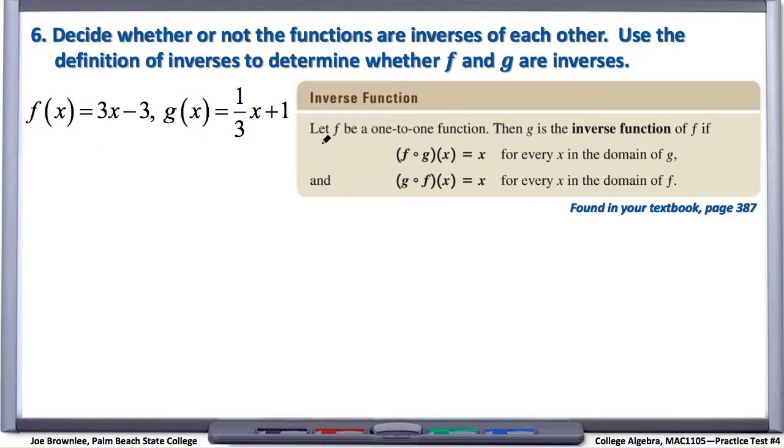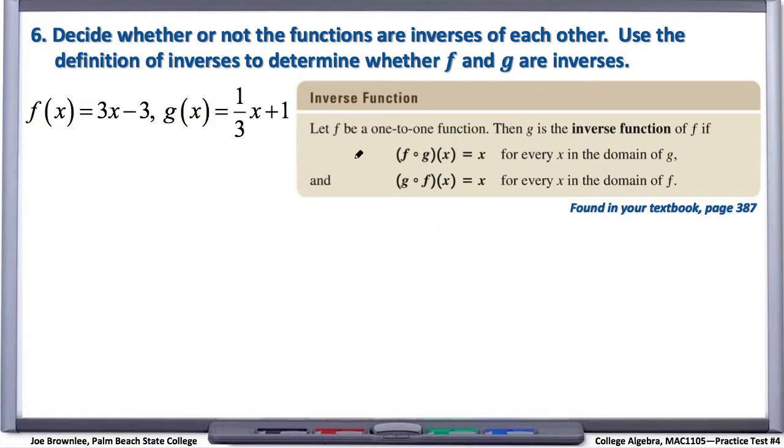It says let f be a one-to-one function. So we've got to make sure that f is one-to-one. And if f is one-to-one, then g is the inverse function of f if these two things are true. When we compose f of g of x, if we are able to simplify to get an x, then we can proceed, compose g of f of x, simplify, clean it up, and hopefully also get an x. If we're able to simplify down to x for both of these compositions, then we know that f and g are, in fact, inverses of each other.